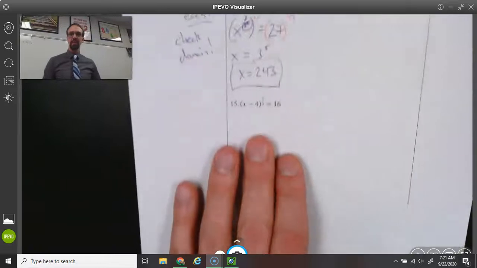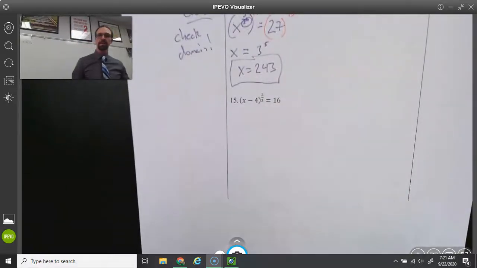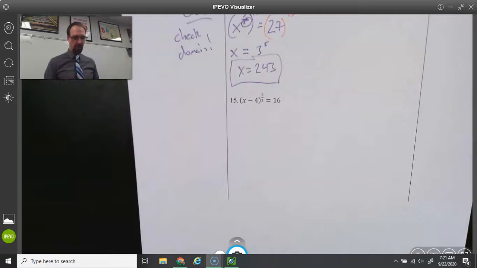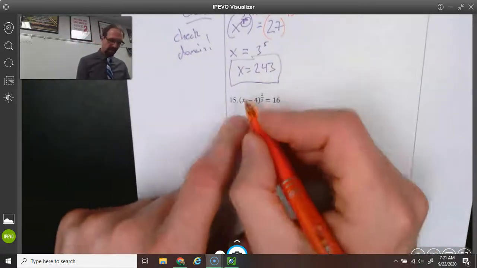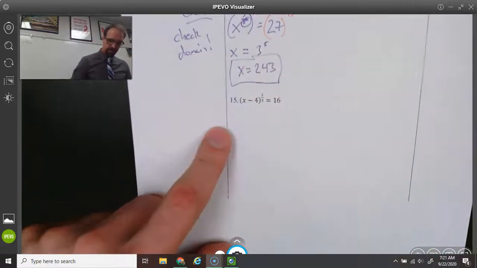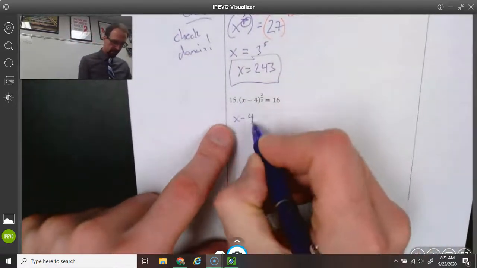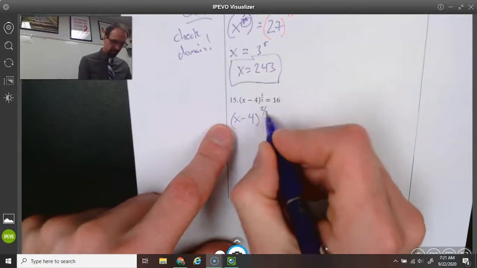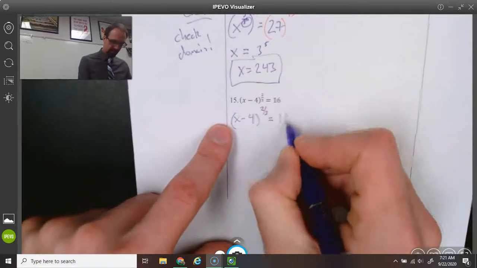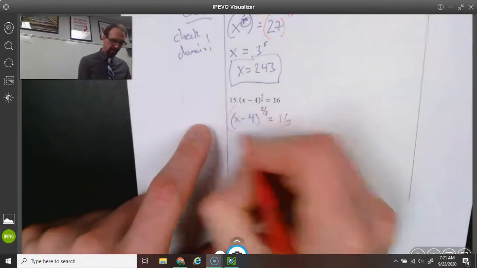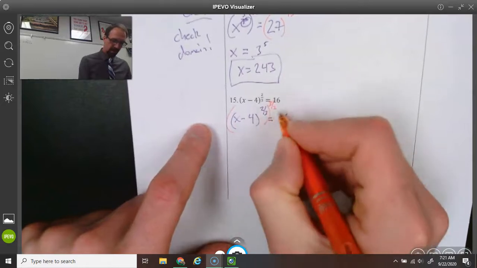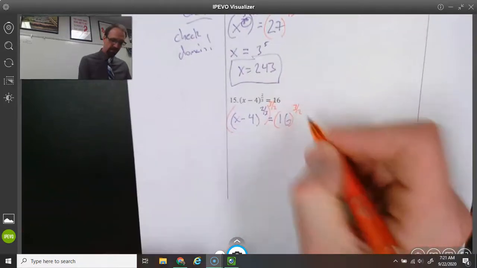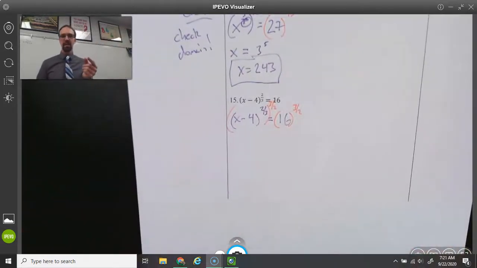Now for the last problem, I have x minus 4 quantity to the 2/3 power equaling 16. With this one, all we need to do is raise both sides to the 3/2 power. So I have x minus 4 to the 2/3 equaling 16. When we raise both sides to the 3/2 power, this has an even denominator. So if you think about it, we're taking the square root. So we need to keep that in mind as we approach this problem.